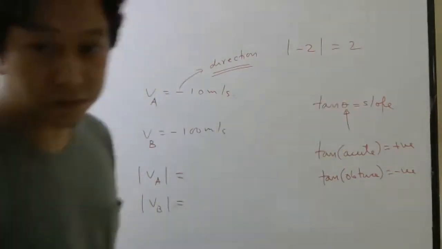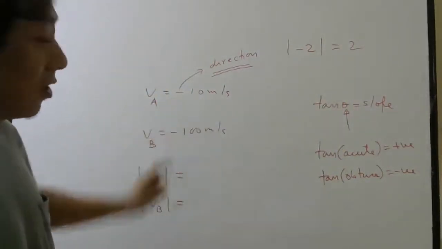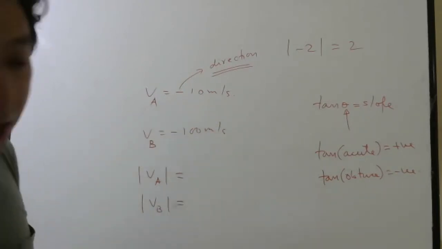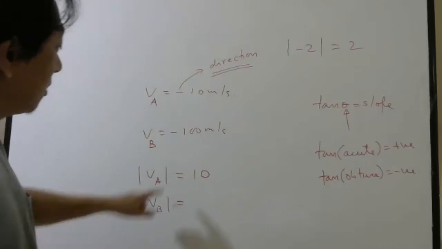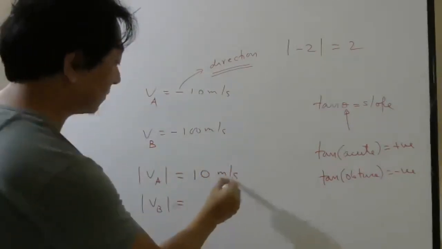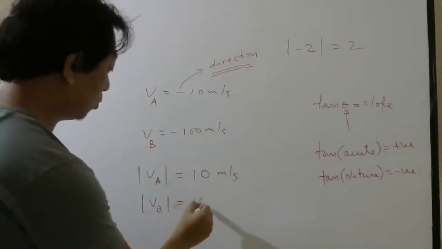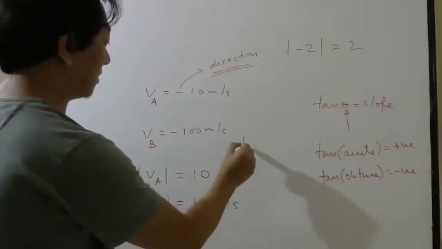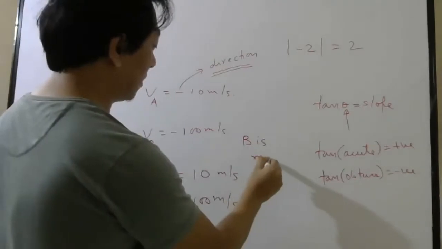So what is the magnitude of this velocity? Magnitude of this velocity is how much? 10. Magnitude of this velocity is how much? 100. So who is moving faster? B is moving faster.